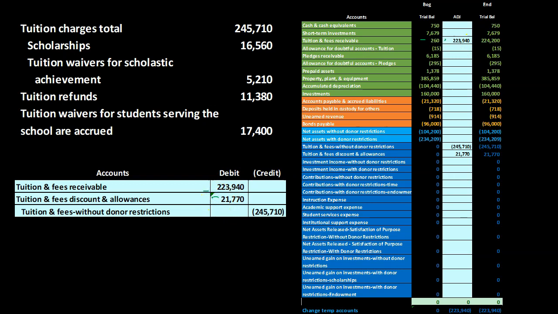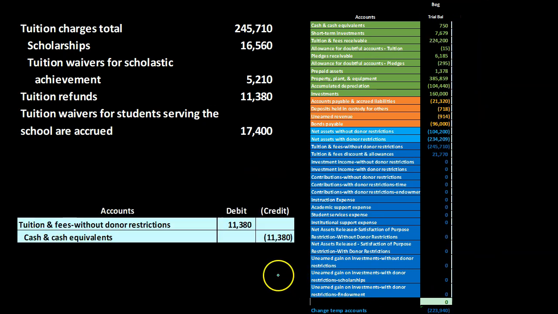Then we have the tuition and fees discount and allowances, acting as basically an expense going up in the debit direction, but being more like a contra asset account. Then we have the tuition and fees without donor restriction, increasing here in the credit direction. Then the change in the net assets, or kind of like the net income number, is going to be the 245,710 minus the 21,770. So kind of like the net income type of number, the change in the temporary accounts, the income statement accounts, being the 223,940. Next, we're going to be recording the amount related to the tuition refunds.